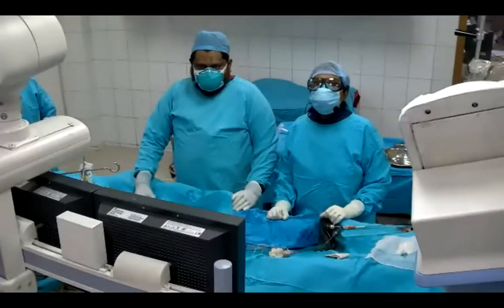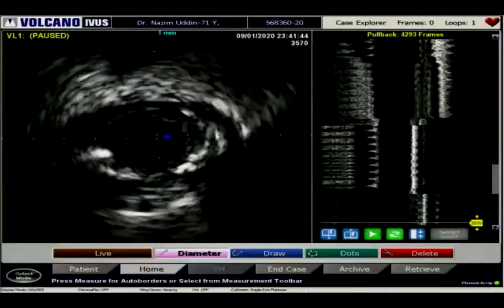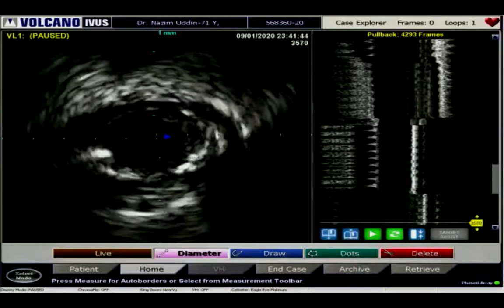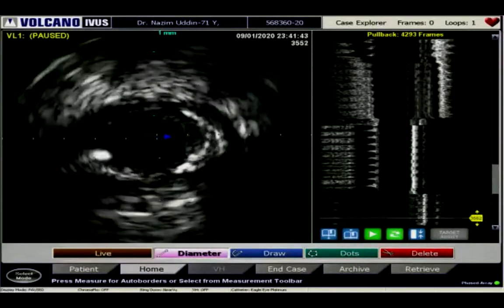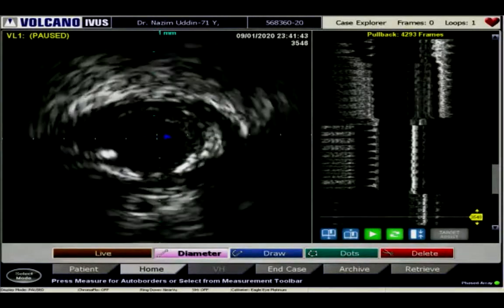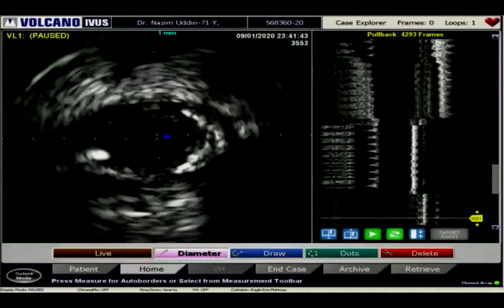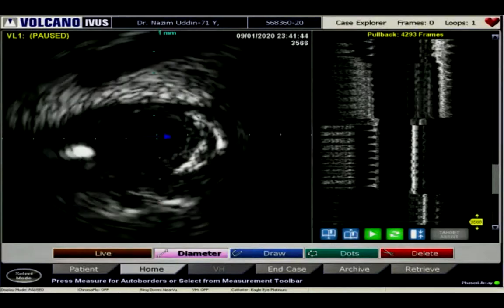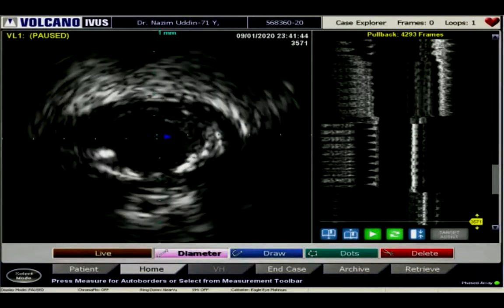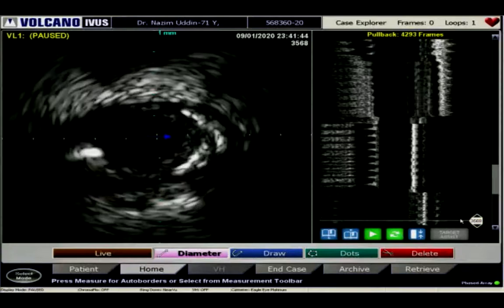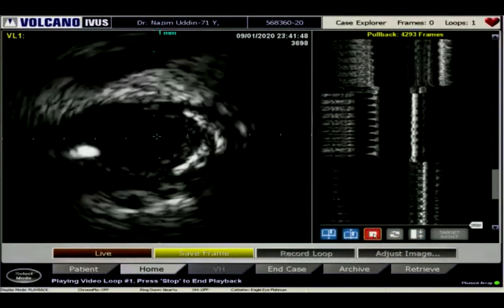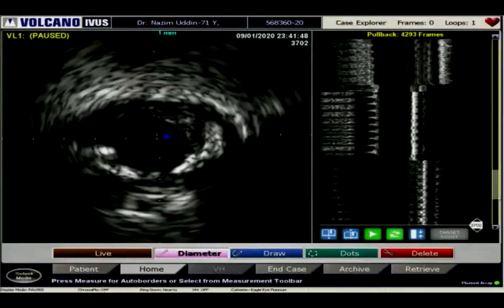Can we have the IVUS again, please? We have it focused on the... So that's the circ wire that you can see in the 9 o'clock position, and there seems to be disease, right? Angiographically, it looked like 70%, but this looks like disease.